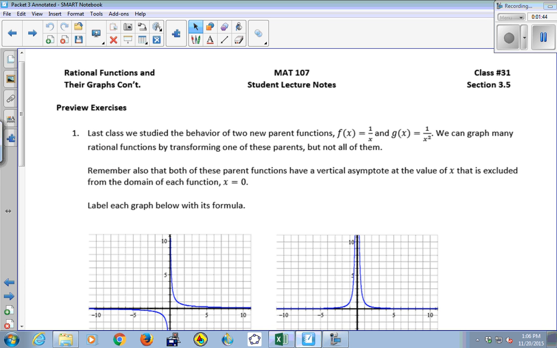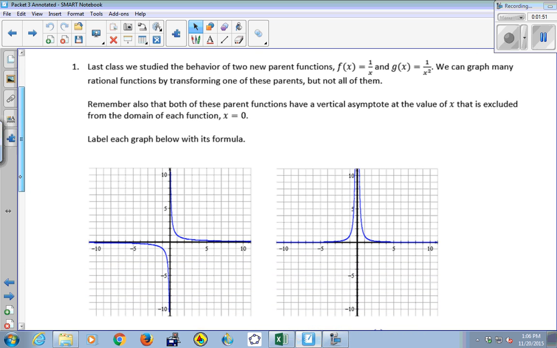So we're going to talk more about rational functions today. Last class, we studied the behavior of 2 new parent functions, 1 over x and 1 over x squared. We can graph many rational functions by just transforming one of these parents, right? Shifting right, left, up, down, stretching vertically or horizontally. Okay.